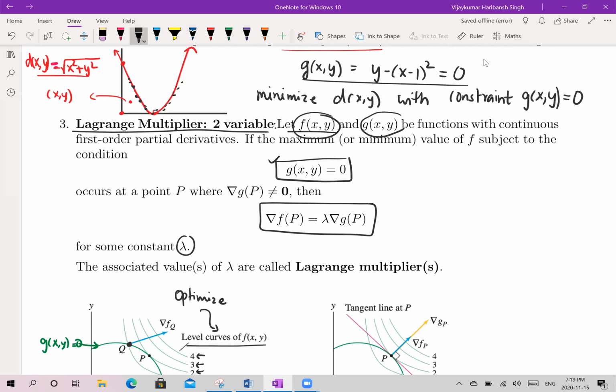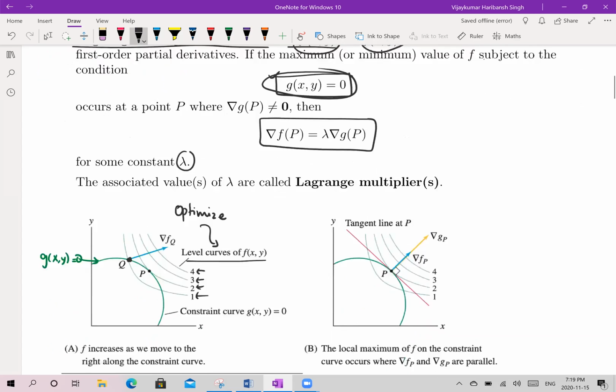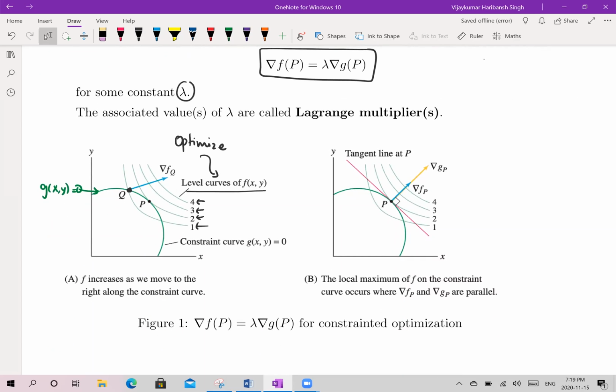Because our constraint curve to start with is g of xy equals 0, the point should lie on that. So we are looking at the intersection and seeing on which intersection the function f value is maximum. Clearly, if you look at this point here, what is the direction of grad f?